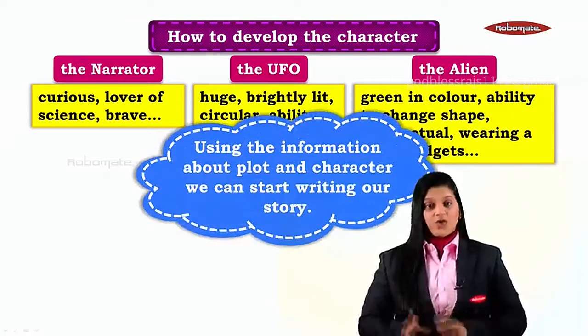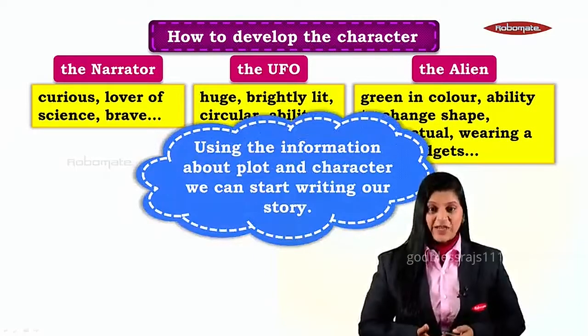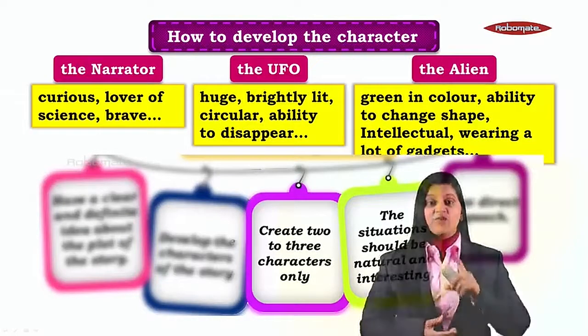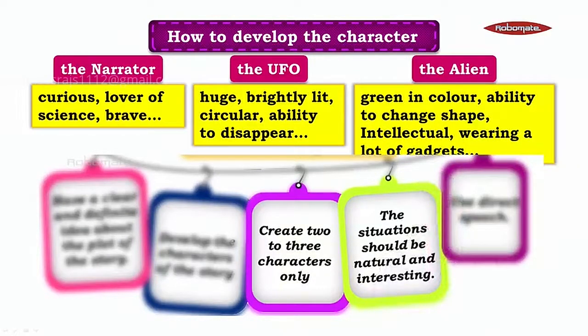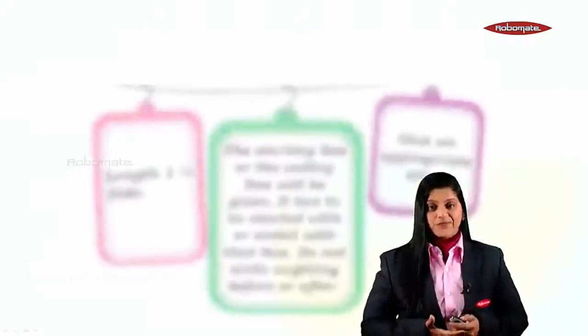Now using the information about the plot and the character, we can start writing our story now. But before that, remember, create only 2 characters or 3 probably, just like here we have the narrator, UFO, and alien. And the situation should be natural and interesting. If you remember well, we did this in How to Develop a Story. Now, let us write a story based on all this.